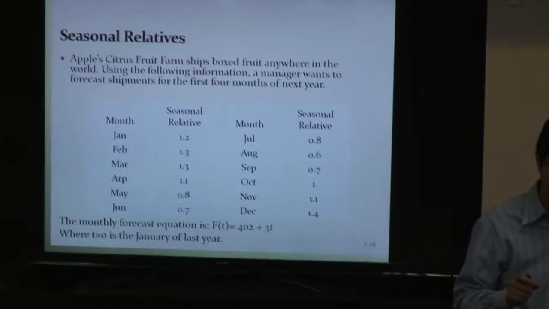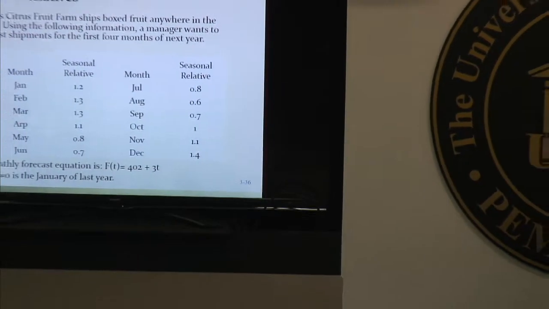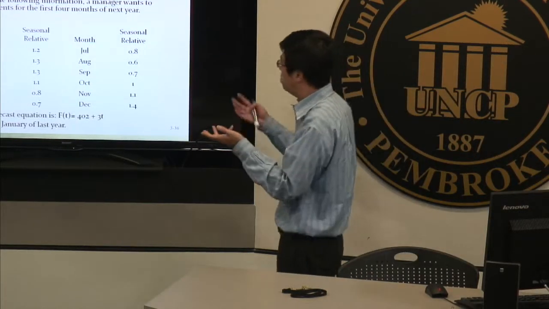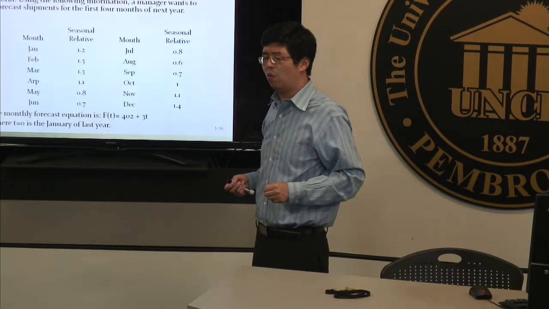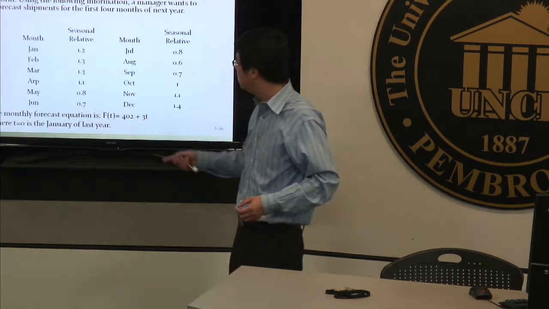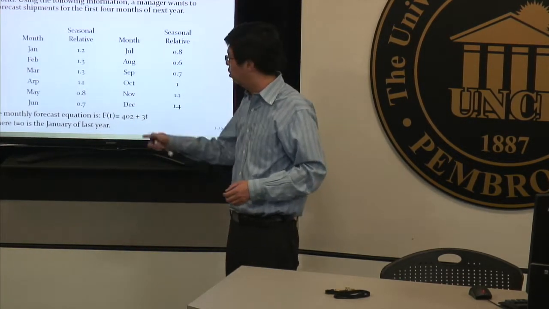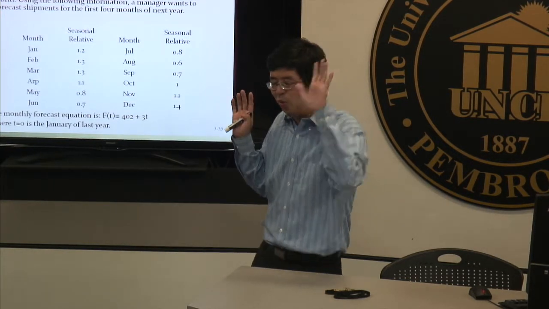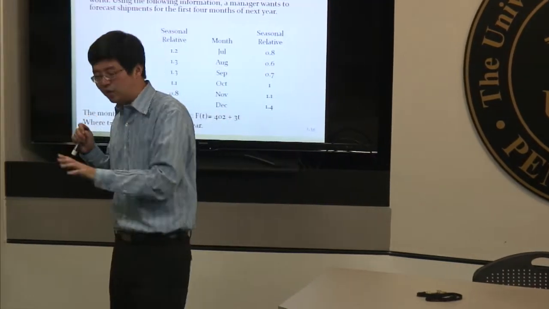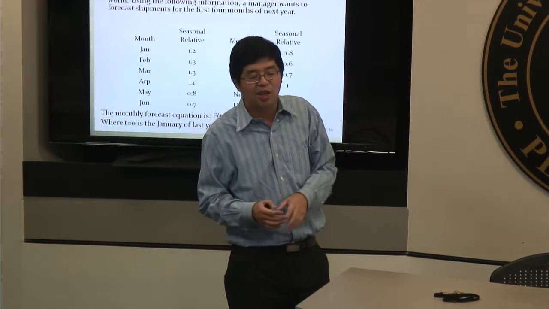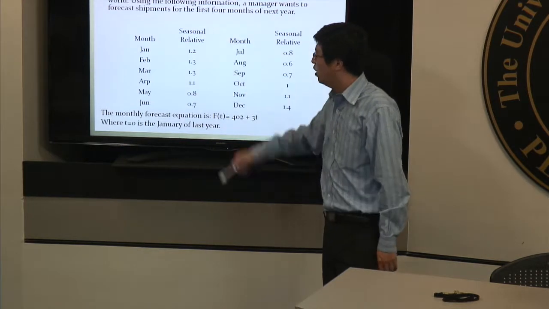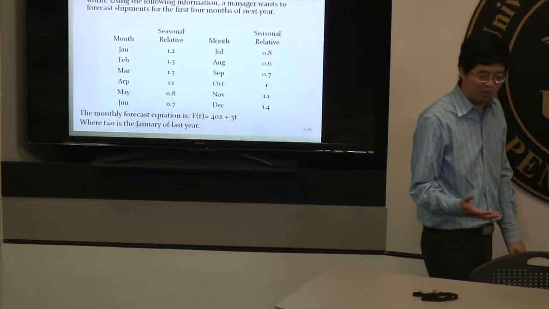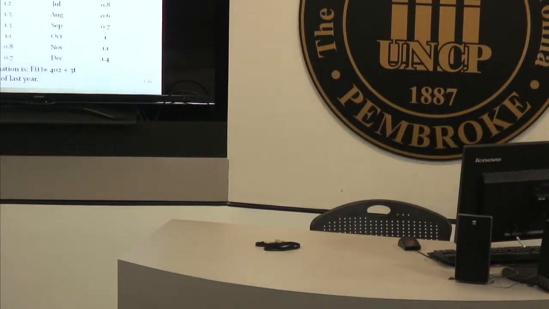You guys have to figure out, if t equal to 0 is January of last year, and we want to forecast the first 4 months of next year, beginning from January of next year, then what is the value of t we should plug into this formula? Think about it. T equal to 0 is last year. Then we want to forecast January for next year. Then what is the value of t? And also, how can we get the seasonality? You can do that. I will walk around and try to help you guys.